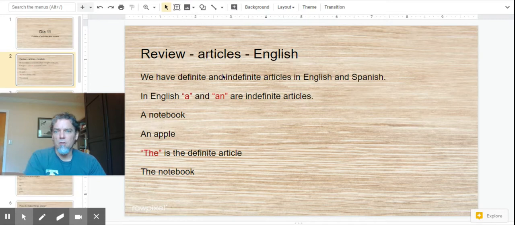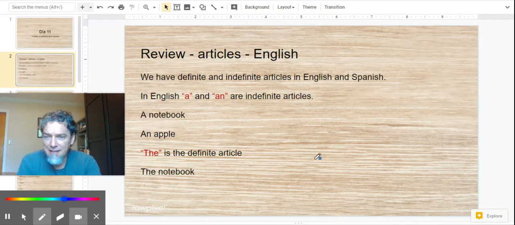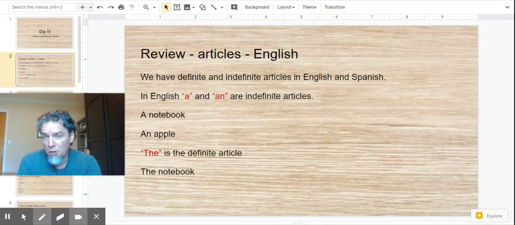So in articles, when we're talking about articles in English, definite and indefinite articles, the indefinite article is a, or depending on the word that follows, we may have to say an. We're talking about an indefinite thing. A notebook. Which notebook? I don't know, but a notebook. Or an apple. The is the definite article. So we're talking about a particular thing. The notebook.